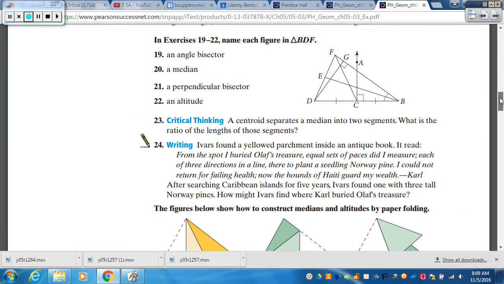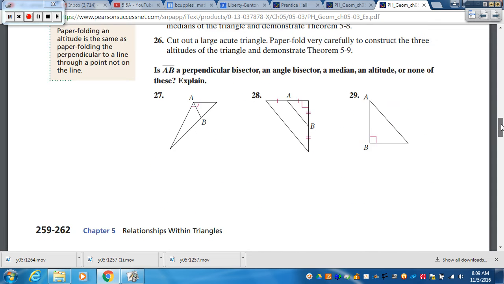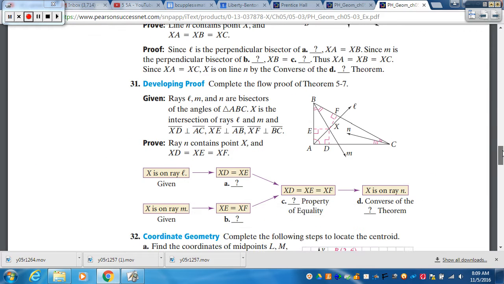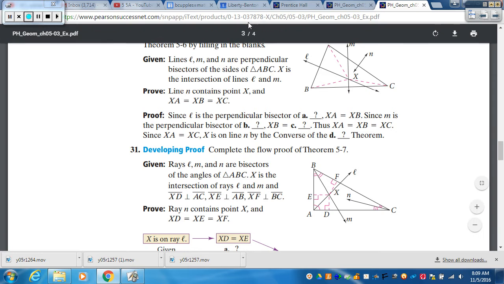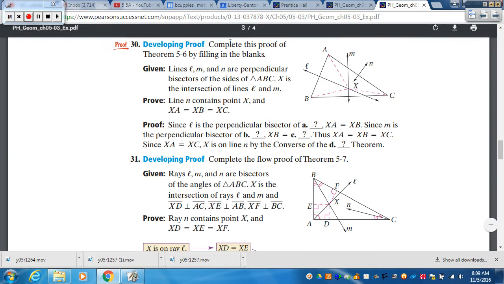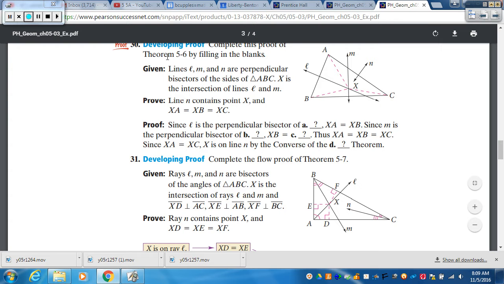Dropping down to numbers 30 and 31, those dreaded proofs. Thought we were done with proofs. Well, the thing is here, guys, we're going to continue to prove things all year long, okay? And so let's just kind of read through this and see if we can understand what's going on with this proof here. In number 30, it says complete the proof, this proof of theorem 5-6 by filling in the blanks.